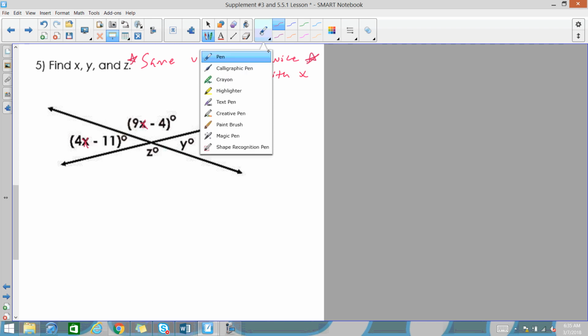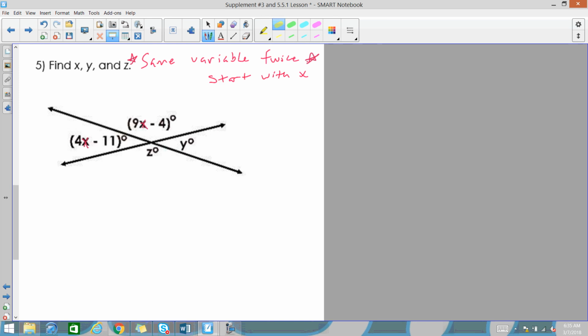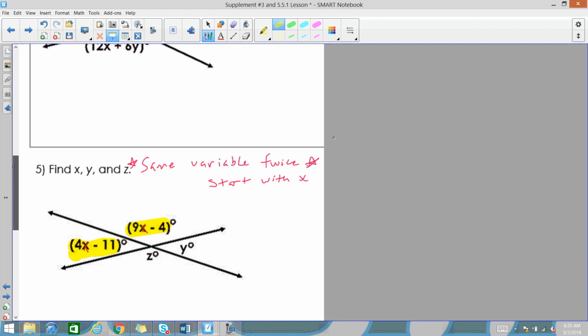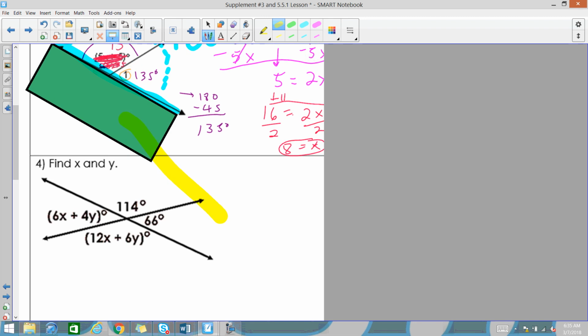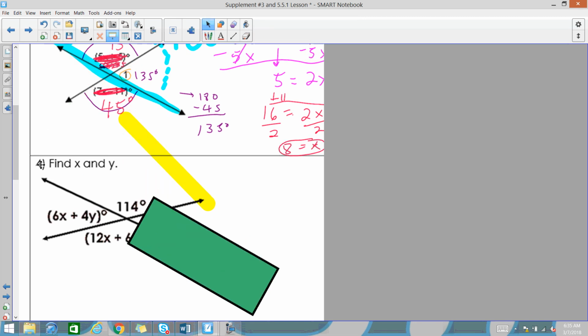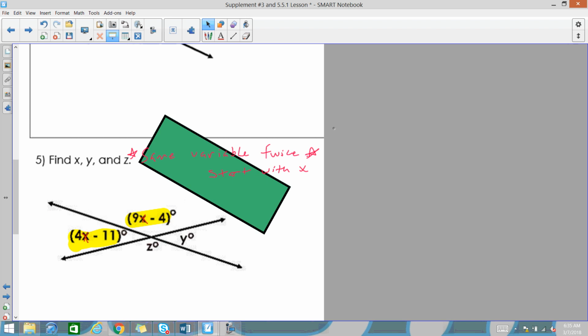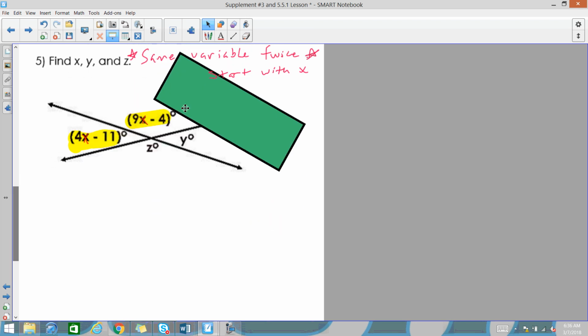I'm going to start with these two angles right here. I'm going to start with 4x minus 11 and 9x minus 4. And our goal is to say, all right, what do you do to get these two values? What is these two angles' relationship? So I'm going to take my credit card that I have from up here, and I'm going to try to see it.